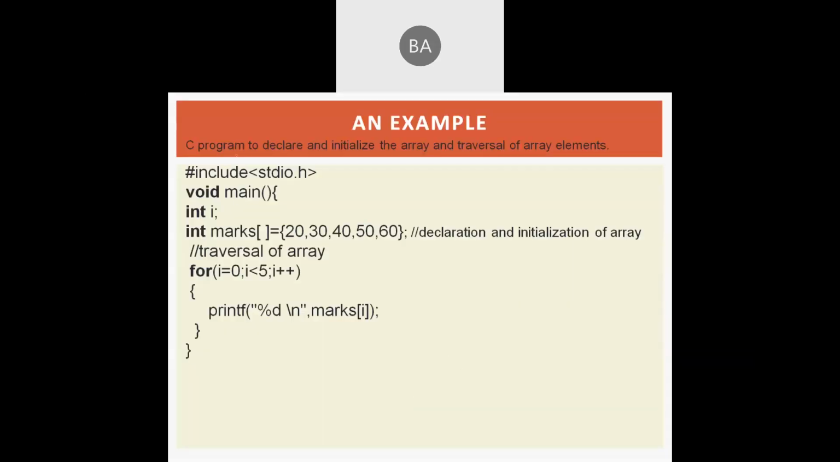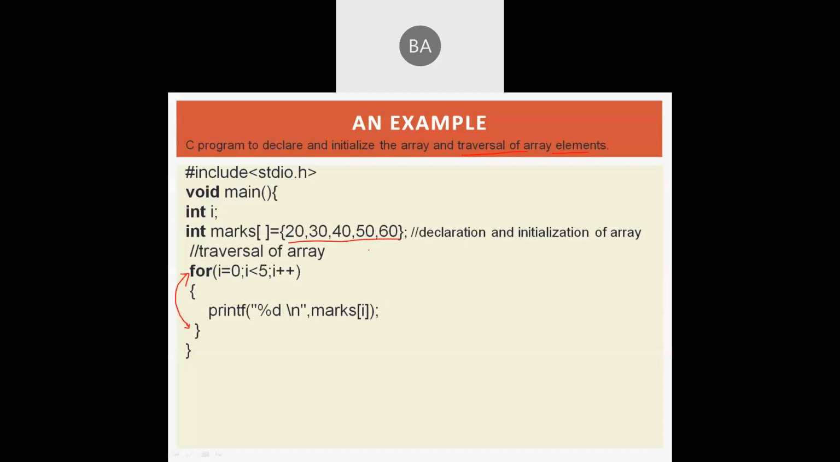Now this is an example, a C program to declare and initialize an array, and we are asking you to do traversal of the array elements. Traversal of array elements is nothing but printing all the elements in the array. We are making use of a for loop. Traversal is printing each and every individual value from this array.